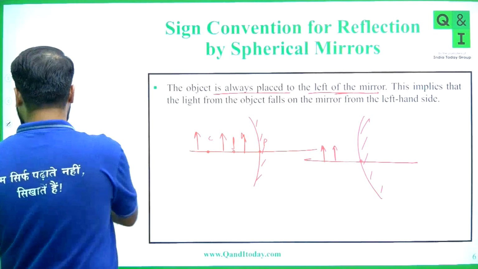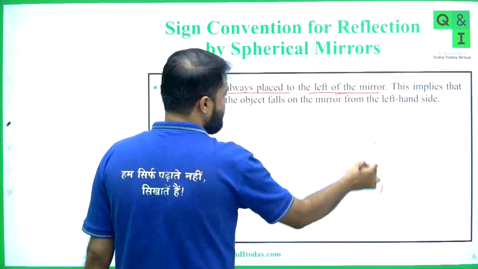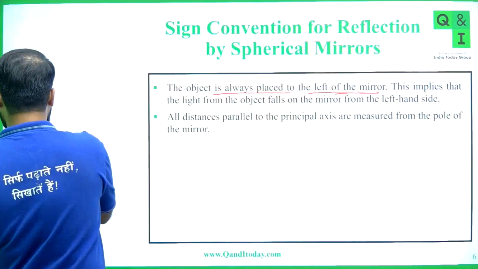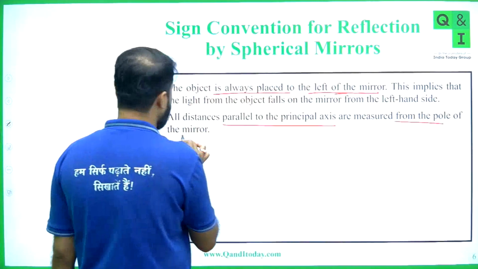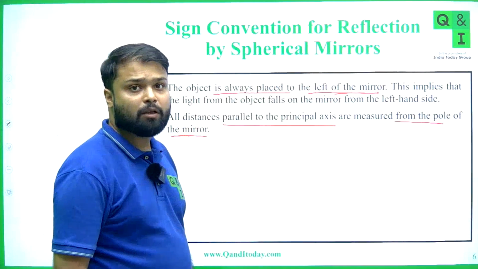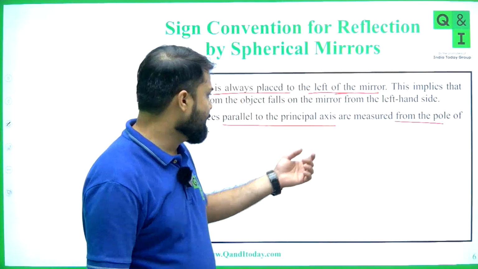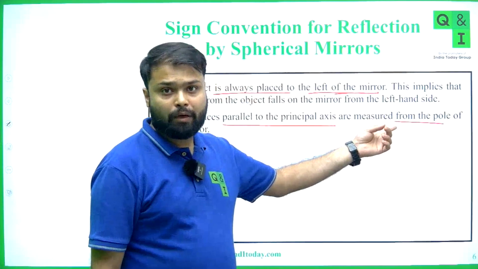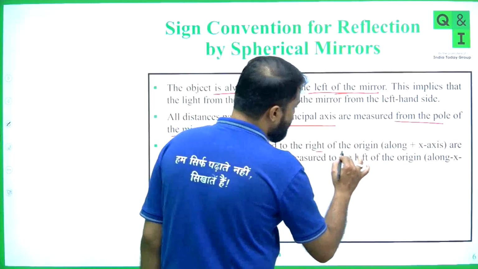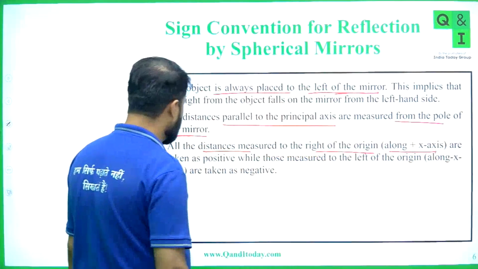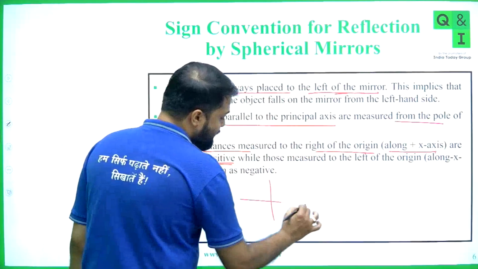Okay. Now, if we talk about the second point, all distances parallel to the principal axis are measured from the pole of the mirror. So we measure image distance, object distance, or radius of curvature with respect to the pole. Now third, all the distances measured to the right of the origin along the positive x-axis are taken as positive. That means towards the positive x-axis.